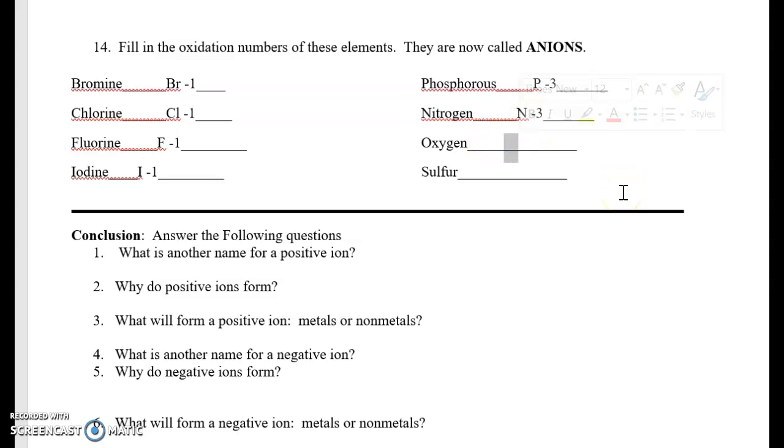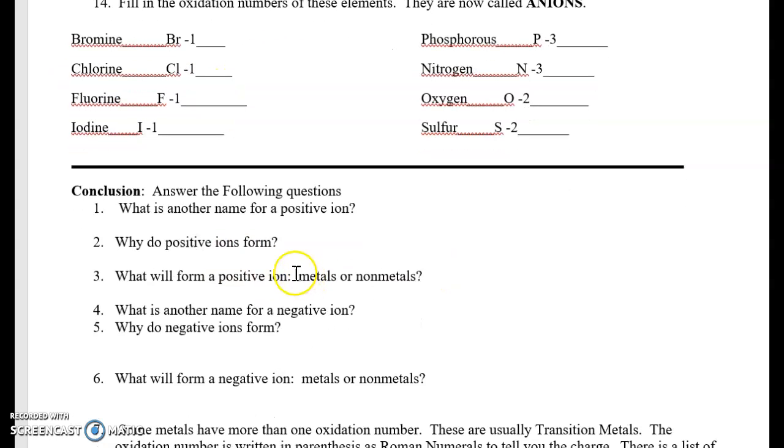Oxygen. Oxygen is in group 6A, the oxygen family, so it's going to need 2 electrons. So it's gaining 2 electrons. Oxidation number is -2. Sulfur, same thing. Oxidation number is -2 because it's in the oxygen family, group 6A. It needs 2 electrons. So now that we finished 14, let's go to the conclusion questions here.